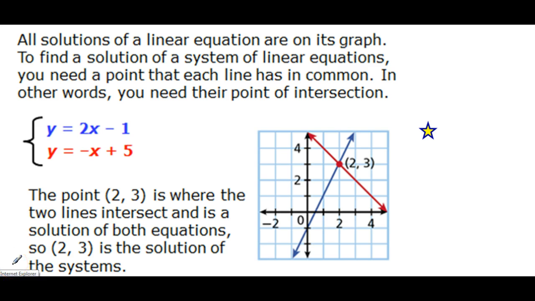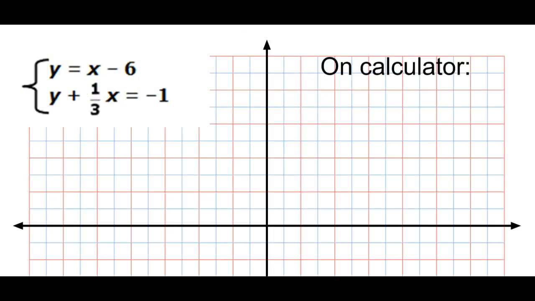When you graph a linear equation, you are listing all the possible solutions for that particular equation. So to find the solution of a system of equations, you need that one point that works on both graphs. In that case, that happens to be this point right here, which is (2, 3). And all you have to do to find that is put both of the graphs on the same coordinate plane and look for their point of intersection.